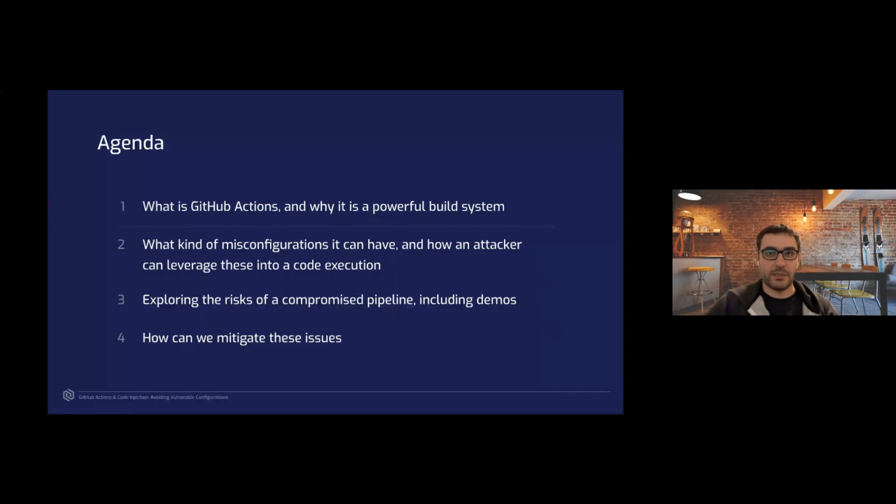First, during the talk, we'll explore what GitHub Actions is and why it is a powerful build system. Later, we'll learn what kind of misconfigurations it can have and how an attacker can leverage them into code execution. Then we'll explore the risks of compromised pipelines, including 2 demos. And at the end, we'll learn how we can mitigate these issues.